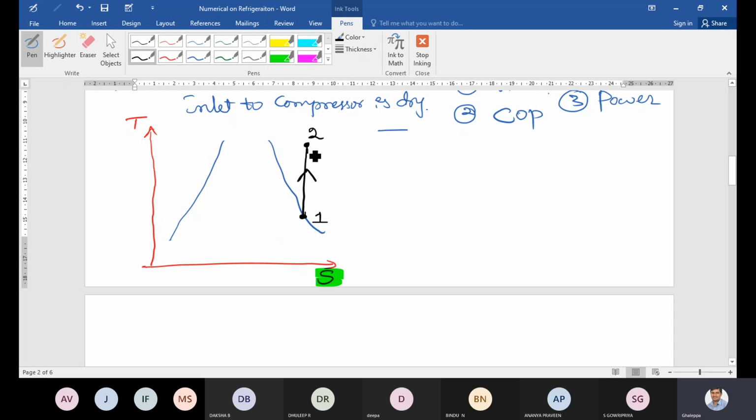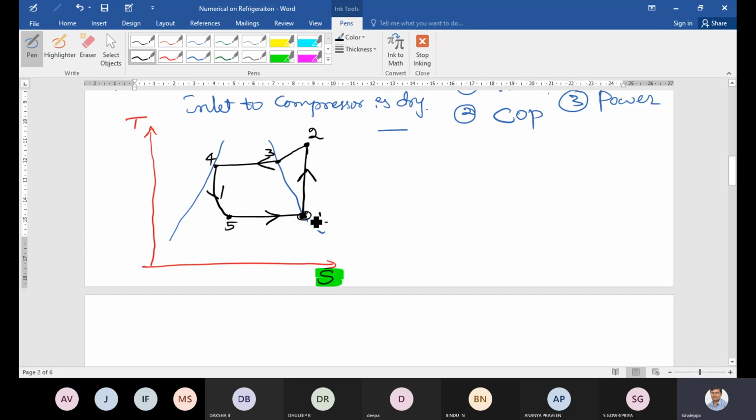Tell me, is point number 2 in the superheated condition or on the dry line in this sketch? Superheated, correct. Blindly you draw the sketch: if point number 1 is dry, 100% point number 2 is in the superheated region. Do not think anything. Next, to complete this cycle, draw like this. Refrigeration means anti-clockwise, whereas a vapor or IC engine cycle is clockwise. Here it is anti-clockwise. I will take the points as 3, 4, 5; you can take A, B, C, D, no problem.